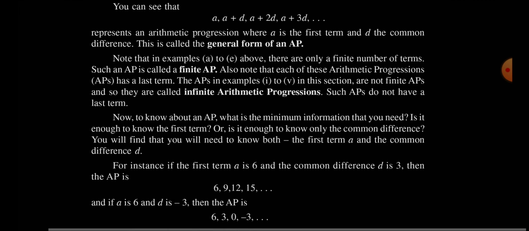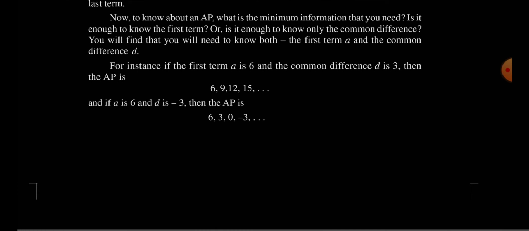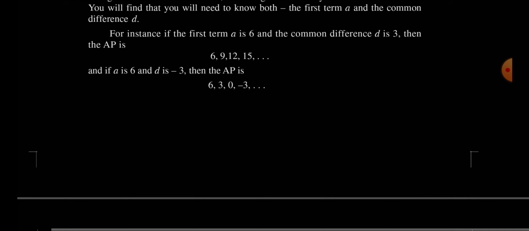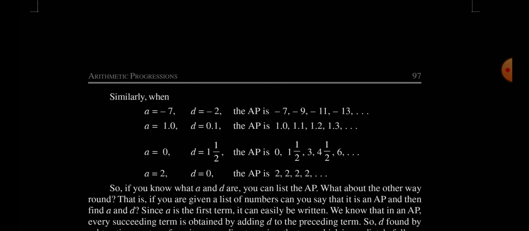For instance, if the first term a is 6 and the common difference d is 3, then the AP is 6, 9, 12, 15. And if a is 6 and d is minus 3, then the AP is 6, 3, 0, minus 3, and so on. Similarly, if a is minus 7 and d is minus 2, the AP is minus 7, minus 9, minus 11, minus 13, etc. If a is 1 and common difference is 0.1, then the AP is 1, 1.1, 1.2, 1.3 and so on.